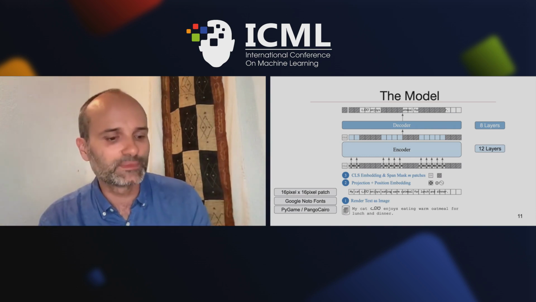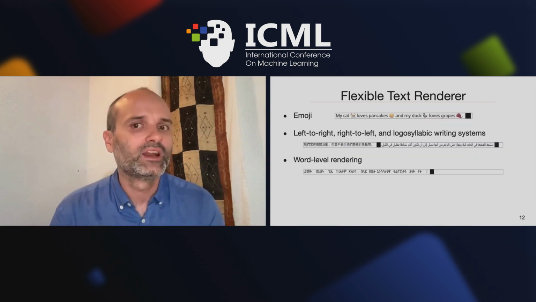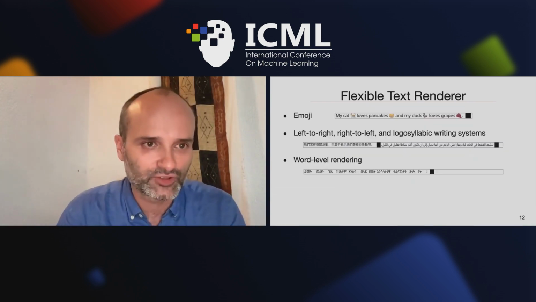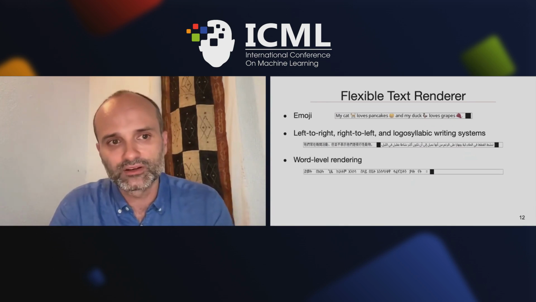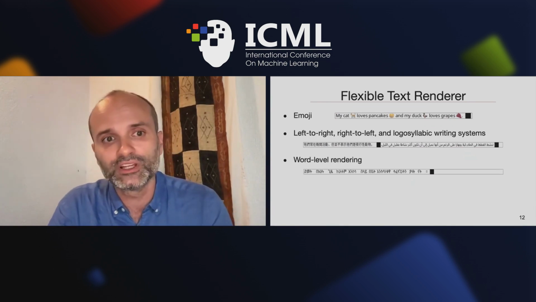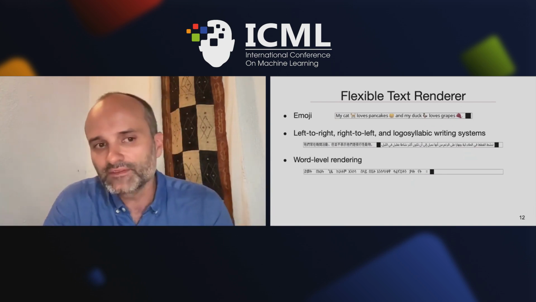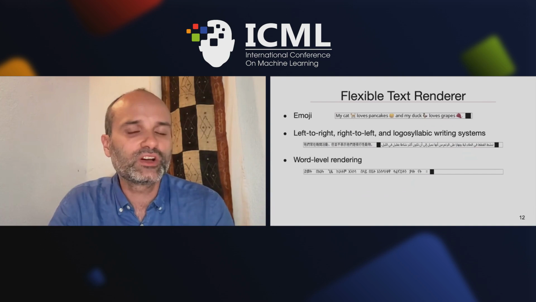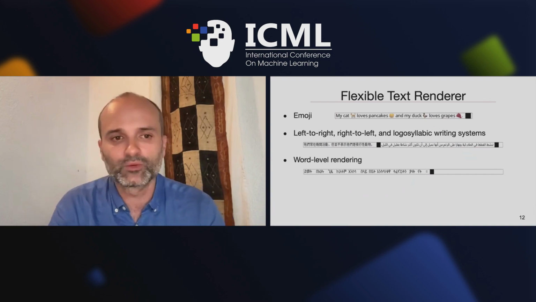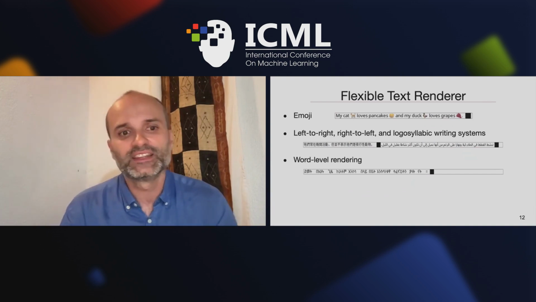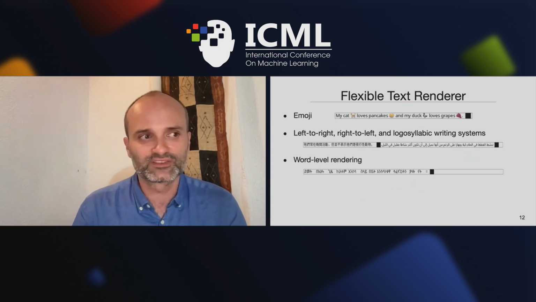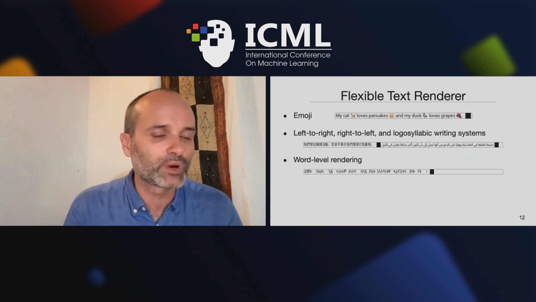So let's talk about some of the different parts of the model. We have a very flexible text renderer. It can render full RGB data, including emojis. We can handle left to right and right to left writing systems. We can also deal with word level rendering when we want to apply it to a task that would benefit from knowing word boundaries. So for example, dependency parsing or part of speech tagging.